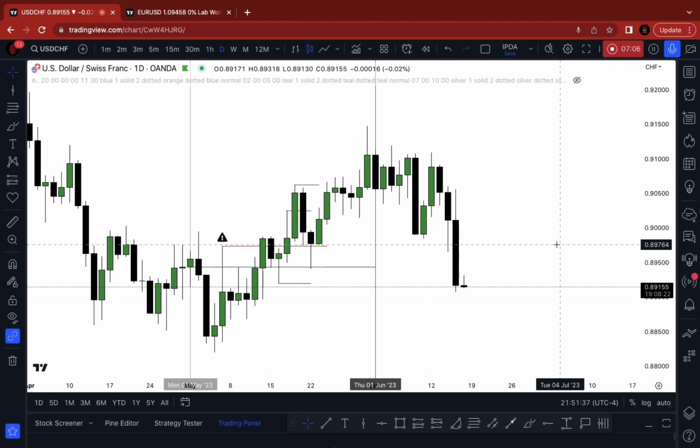I'm still standing with a bullish stance on foreign currencies. So EU, I'm still bullish. Dollar, I'm still bearish.